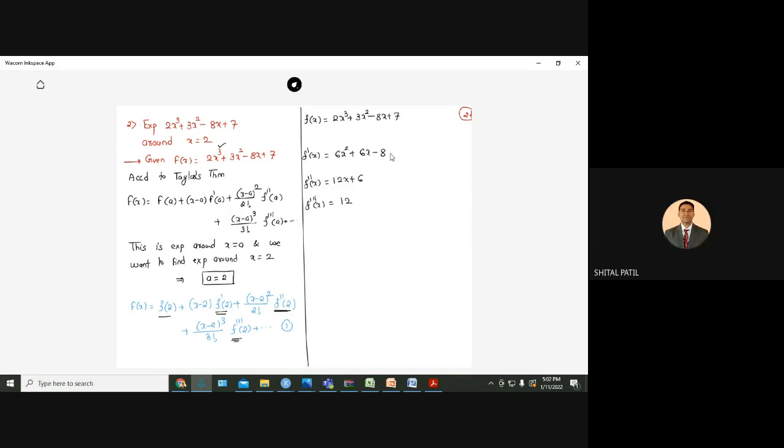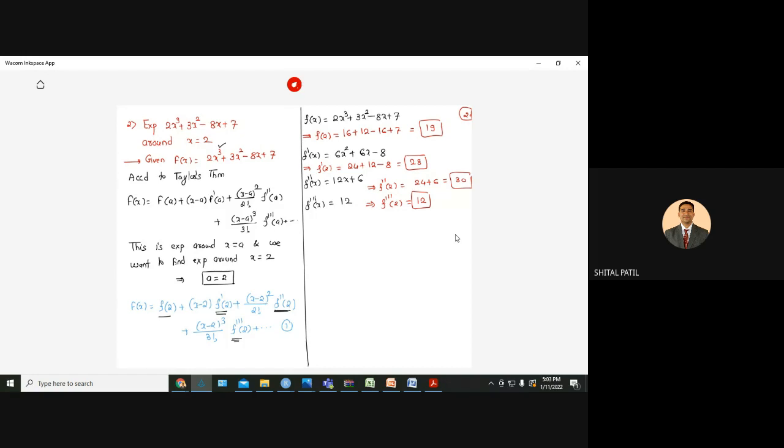So it is like this. f of 2, substitute x equal to 2: 16 plus 12 minus 16 plus 7, that is 19. f dash of 2: 24 plus 12 minus 8, that is 28. Then f double dash of 2: 30. And f triple dash of 2: 12. If we try to find the next value, it is 0. That is, we can terminate the expansion.